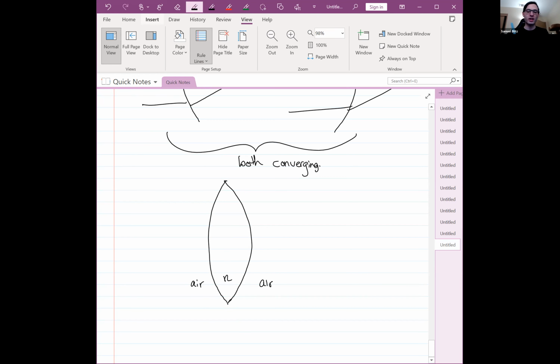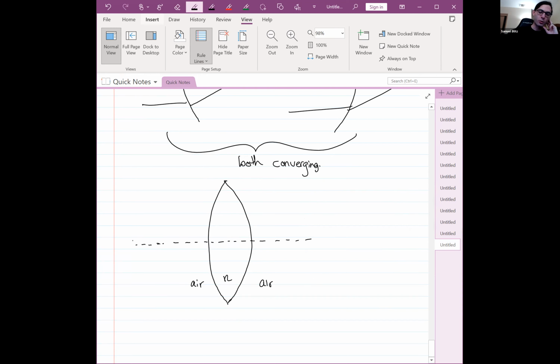Now notice that we don't have a whole bunch of stuff between them. This is because we're doing the thin lens approximation. If they were really far apart, then it would matter. So here, and I've drawn this purposely lopsided because they don't actually have to have the same radius of curvature. They can have different radii of curvature.